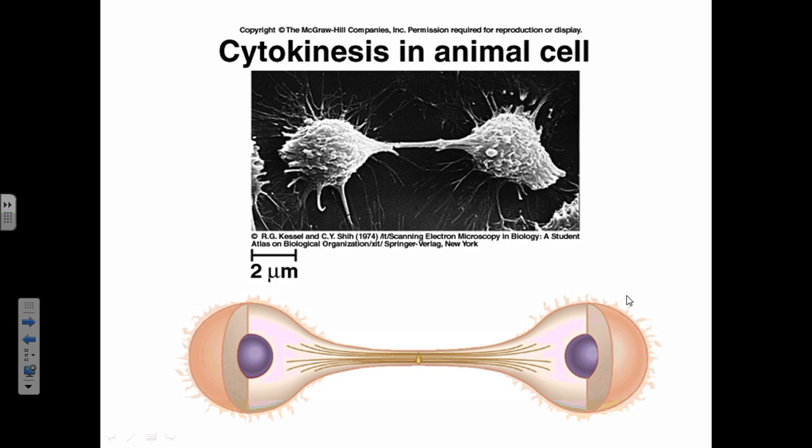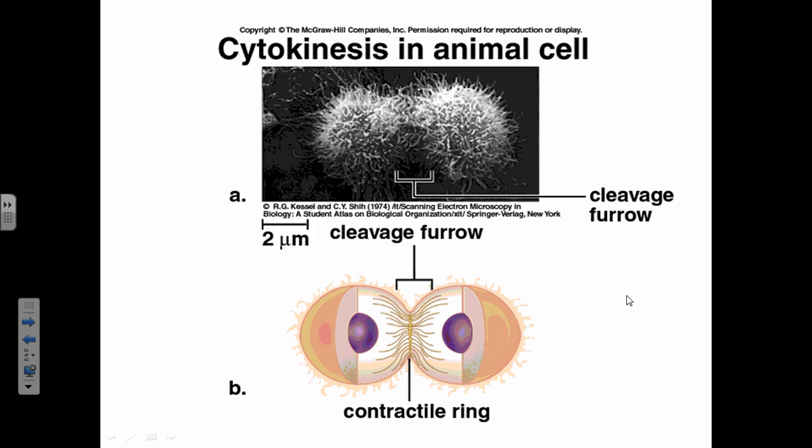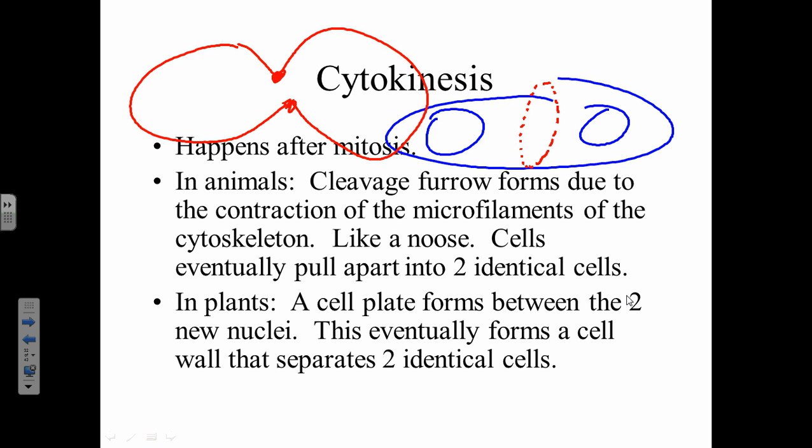Let's go back to the slide with the writing on it for a minute. So as I said a second ago, in animals, this cleavage furrow forms due to the contraction of these little proteins. It's almost like a noose. And eventually that noose is going to tighten and tighten until it pulls the cell into two identical cells. That's how it works in animals.